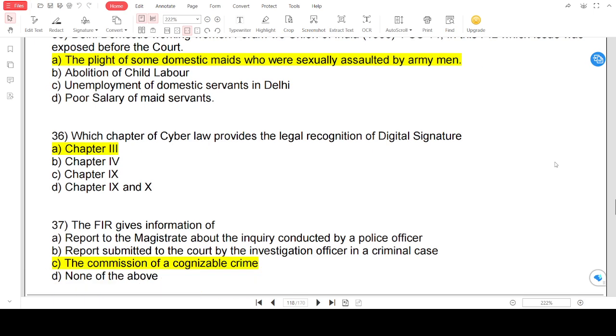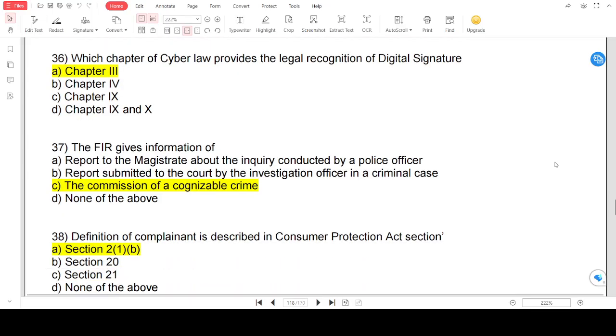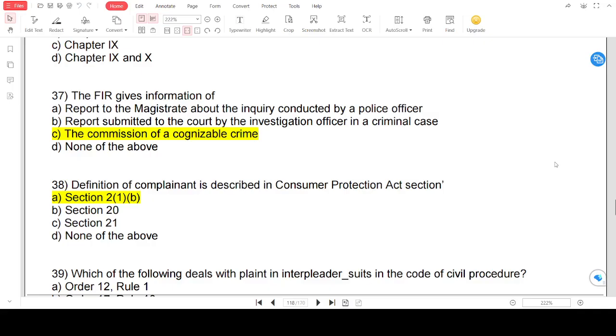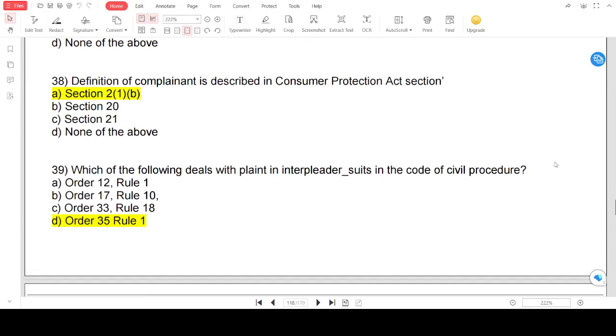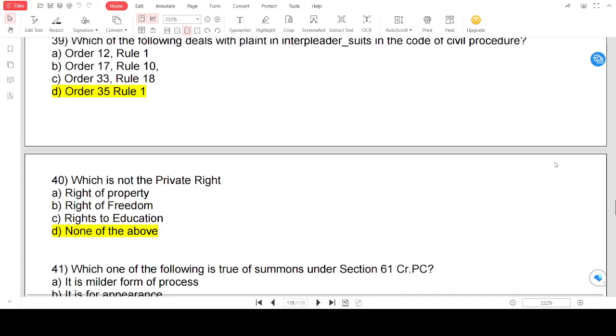Which chapter of cyber law provides the legal recognition of digital signature? Chapter 3. FIR gives information of commission of a cognizable crime. Definition of complaint is described in Consumer Protection Act Section 2 subsection 1 clause (b). Which of the following deals with plaintiff interpleader suits in the Code of Civil Procedure? Order 35 Rule 1.